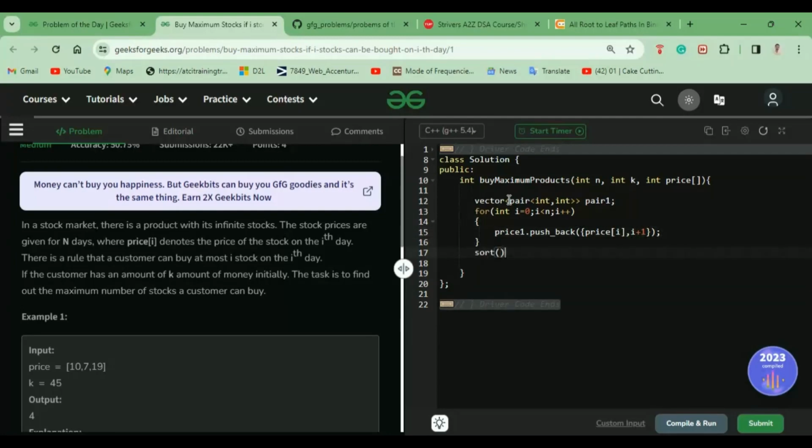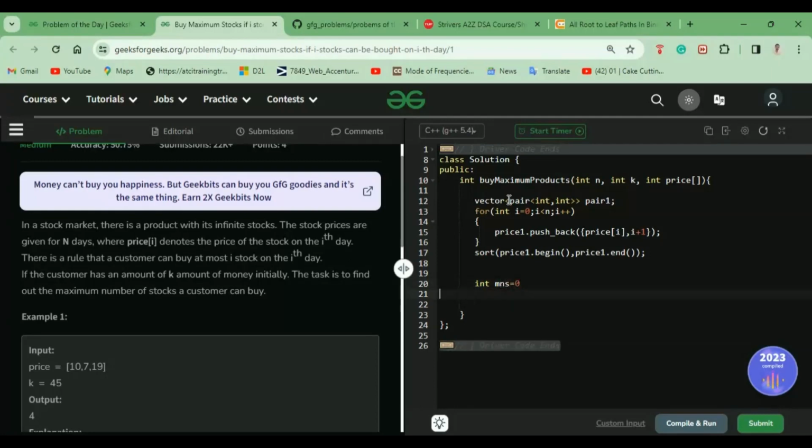So now we will sort this price1 vector. Why we have to sort, I have explained; you can just go back and watch. Now what we want is the maximum number of stocks we can buy. So we will make a variable for the maximum number of stocks, equal to 0.